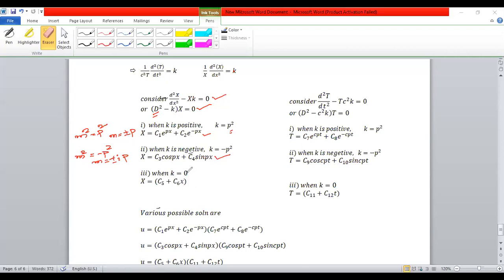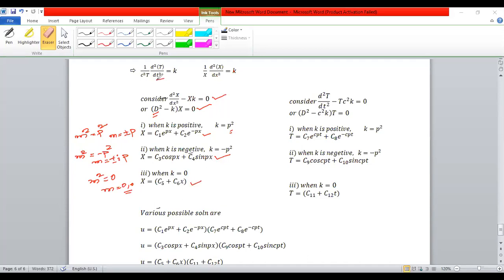When k is equal to 0, the auxiliary equation will be m square is equal to 0. M square is equal to 0 means m is equal to 0, 0. Real and repeated roots. Therefore, rule number 3 is applicable. Therefore, x is equal to c5 plus c6 into x into e power 0x, which is 1. You need not write it.